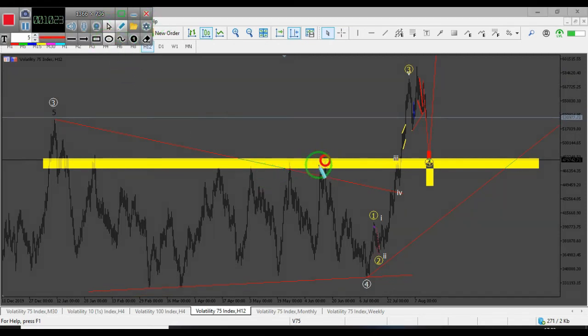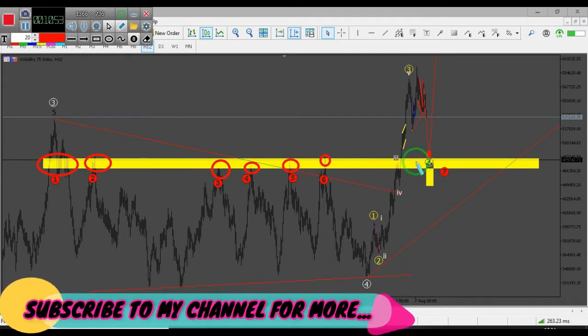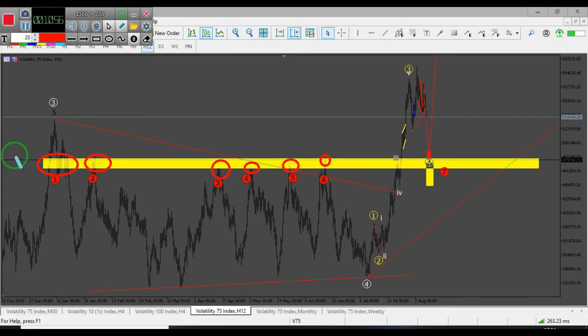As you can see, 1, 2, 3, 4, 5, and 6. This area has been resistance 6 times, and probably now this area of resistance is going to be our area of support for the 7th time. That is why this area is our golden level.